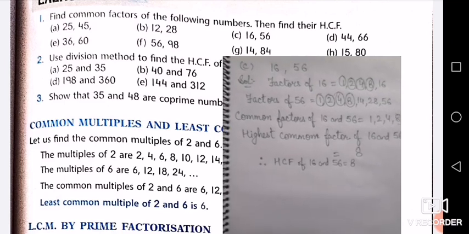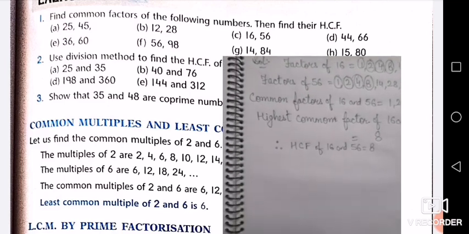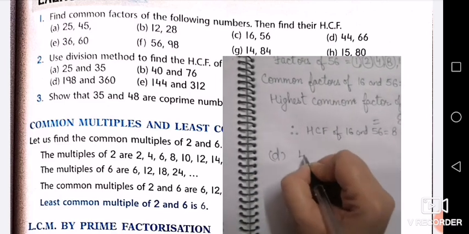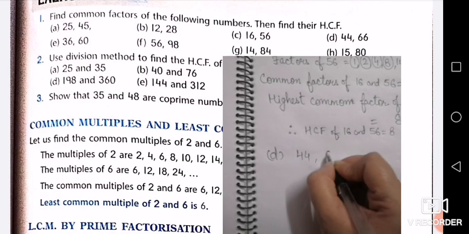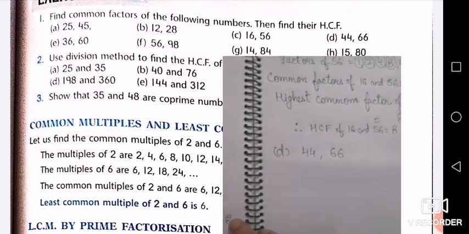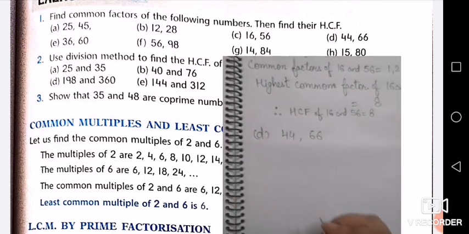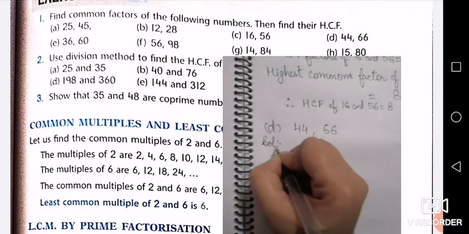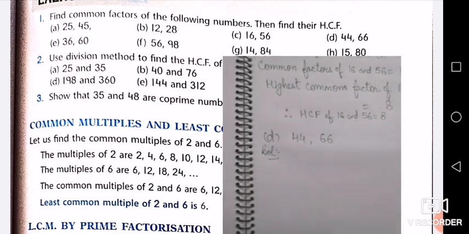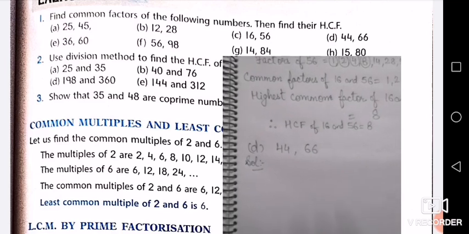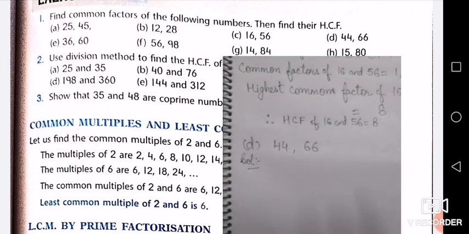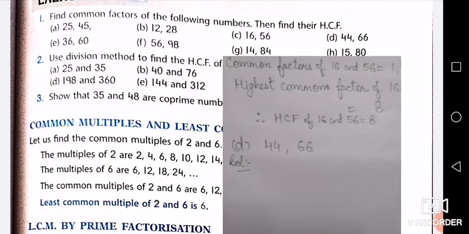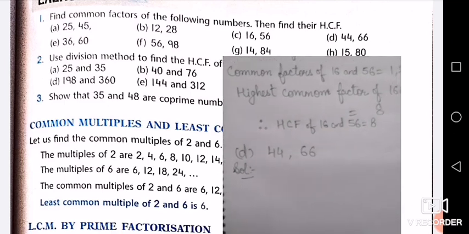Okay. Now we'll move to our next question, D, that is 44 and 66. See children, you have to practice all these questions yourself. As many questions as you do yourself, as much practice of these questions as you do yourself, then these questions will be quite easy for you all.